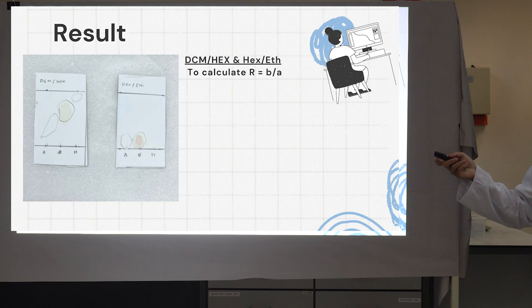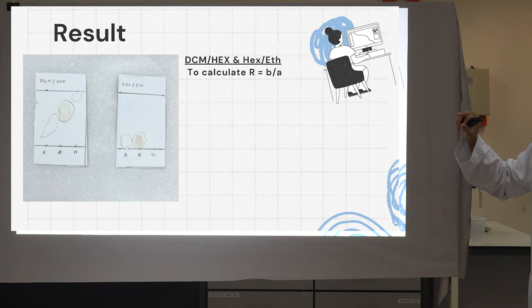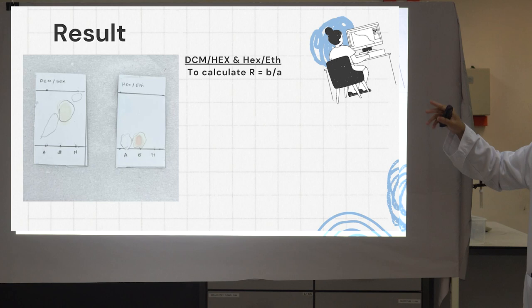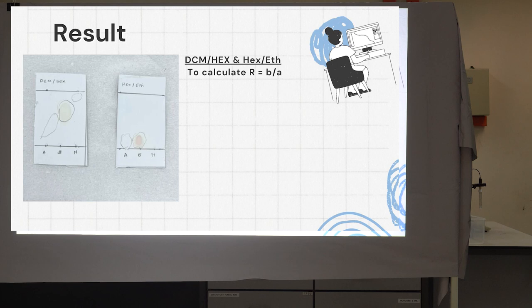Then after we mark each compound, we can see that some of them move and some of them do not. Then we can calculate the Rf, which is the retardation factor. Now I want to show you how we can calculate the retardation factor.